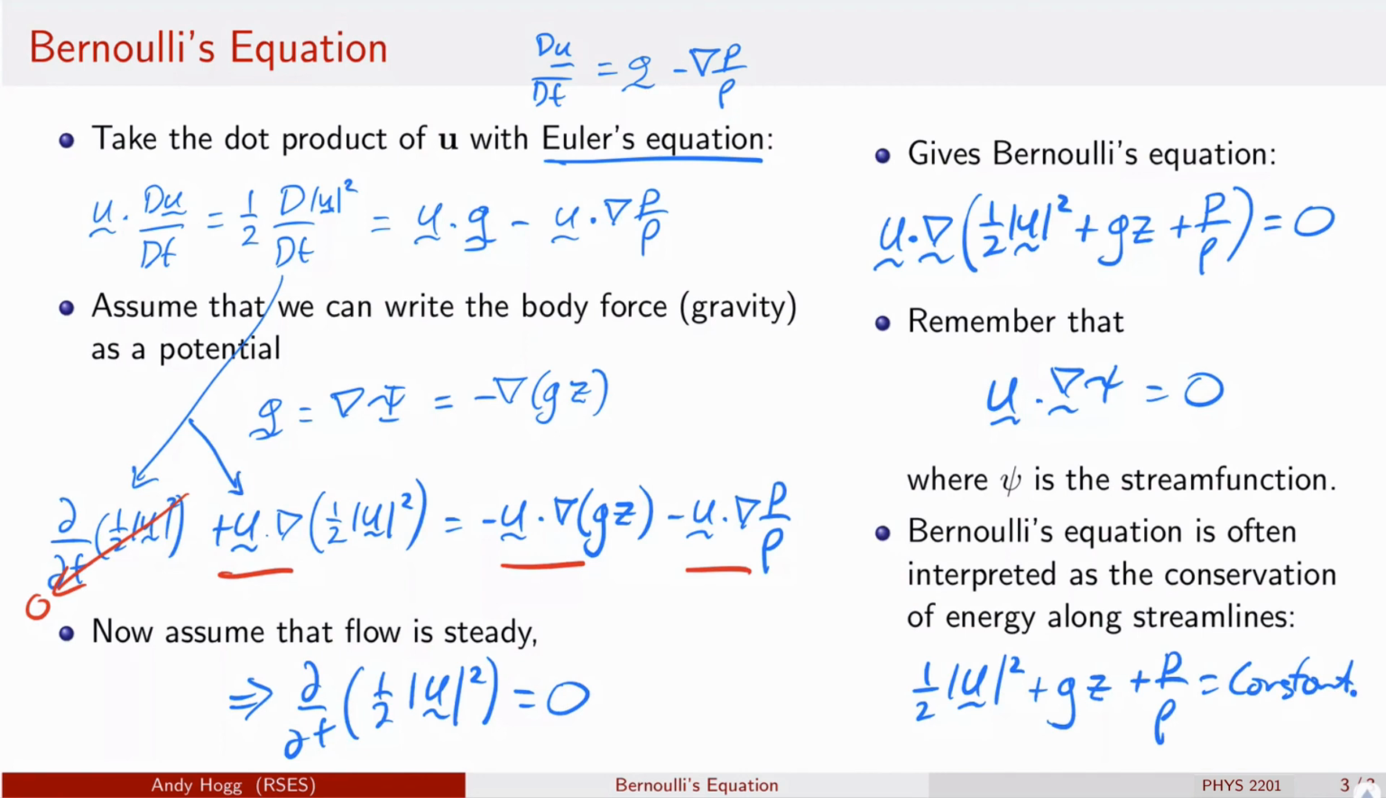And the physical consequence of this is that if you have flow going along a pipe and the height of the pipe is not changing but the pipe narrows off, then the velocity must increase, and that means there must be a corresponding decrease in pressure.